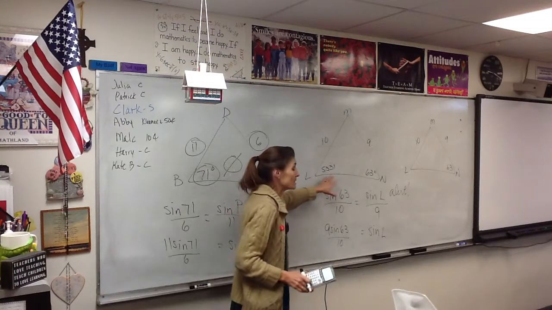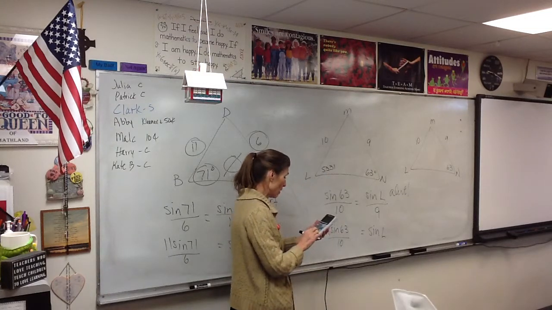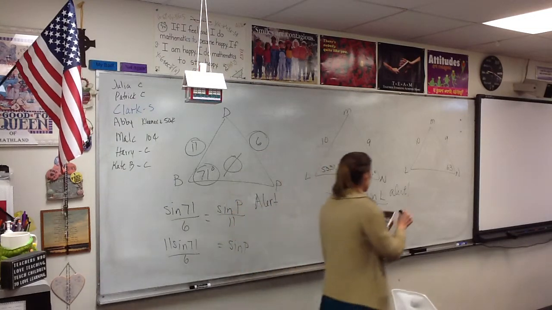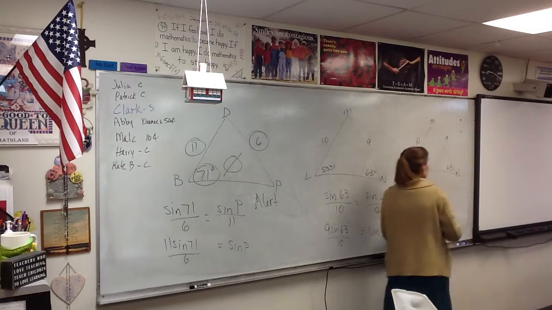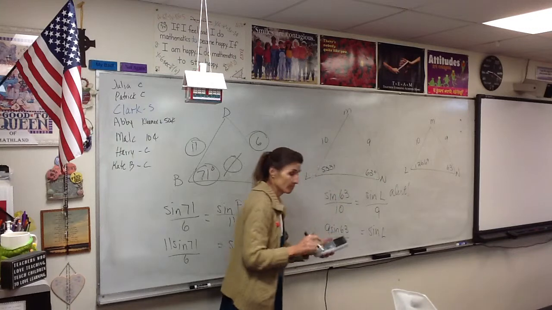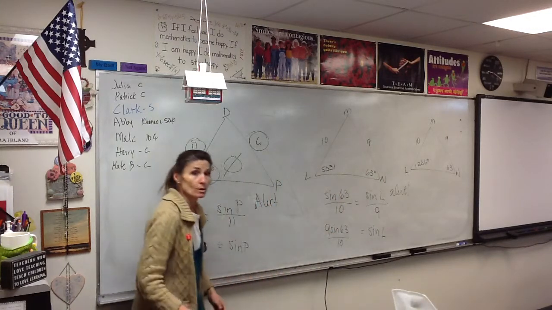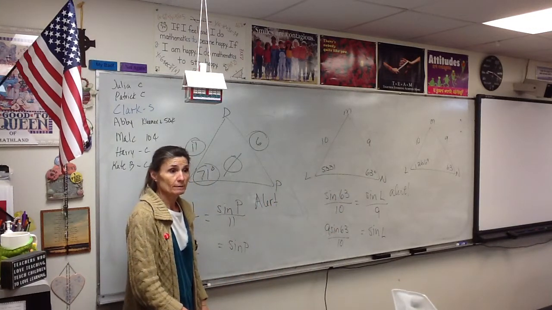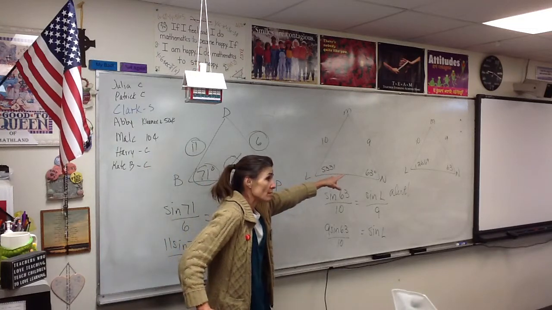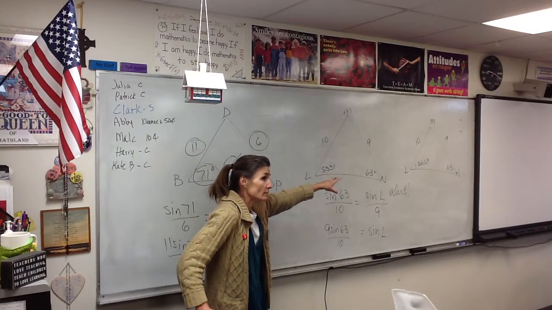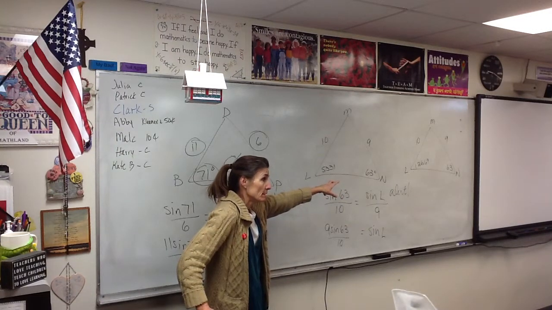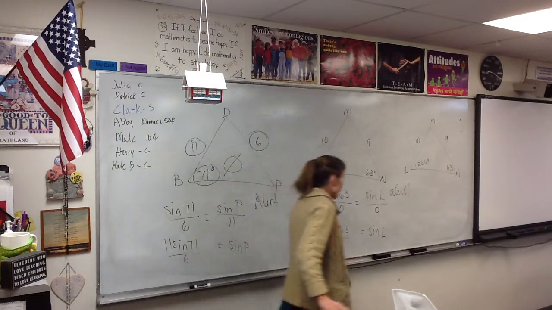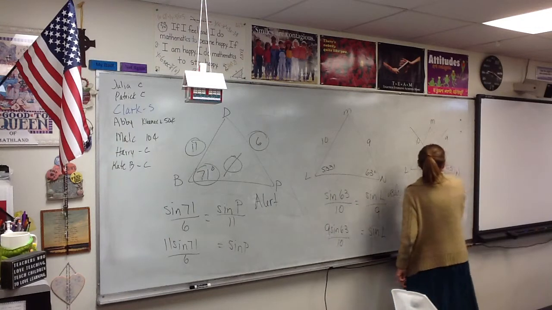And then, instead of 53.31, we try the supplement, 126.69. Which doesn't work. Does everybody see what's wrong with that second triangle? It's already past 180. It's already more than 180. So this one doesn't work.